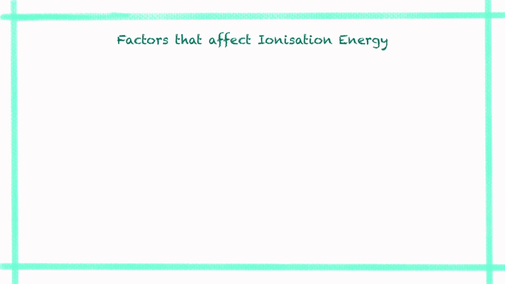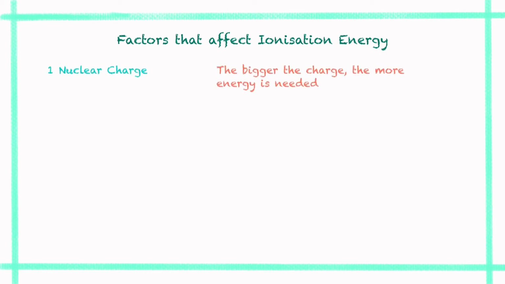There are a range of factors that affect the ionization energy. Firstly is the nuclear charge. The bigger the charge, the more energy is needed. This is because if the nucleus has a bigger charge, it exerts a bigger attractive force towards its electrons. Therefore, the electrons become harder to remove.